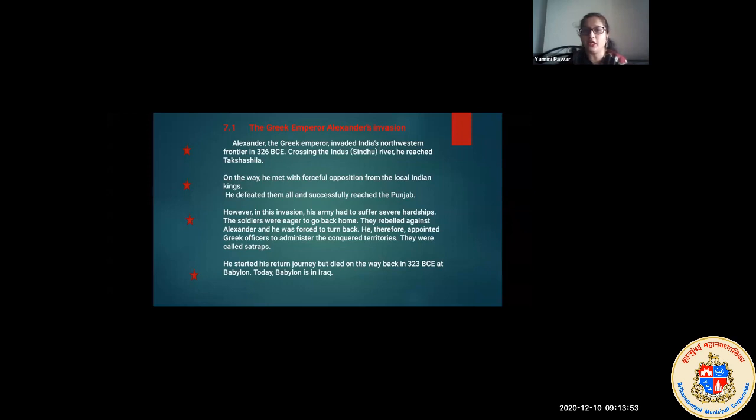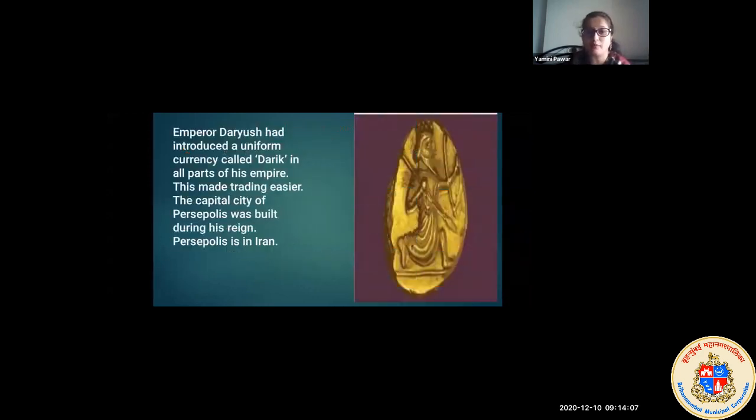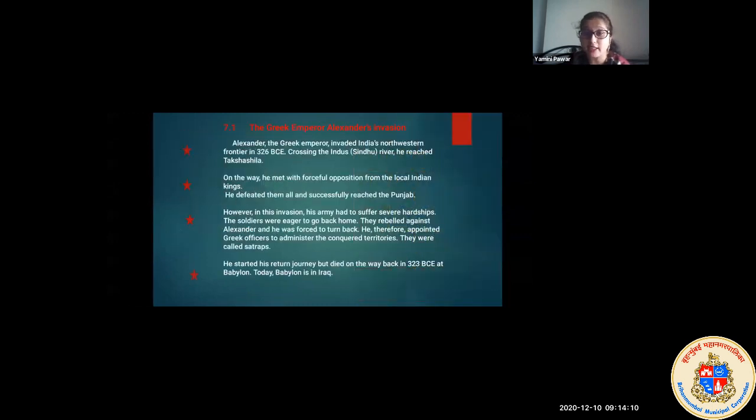Obviously, if somebody is coming into your house, do you think you will be quiet? Obviously, the kings who were ruling beforehand also started fighting. There was a war between them, a forceful opposition from the local Indian kings. But he defeated them all and successfully reached the Punjab. It means they all lost. Only he could win. Alexander won, and then he started taking one territory after another under his rule.